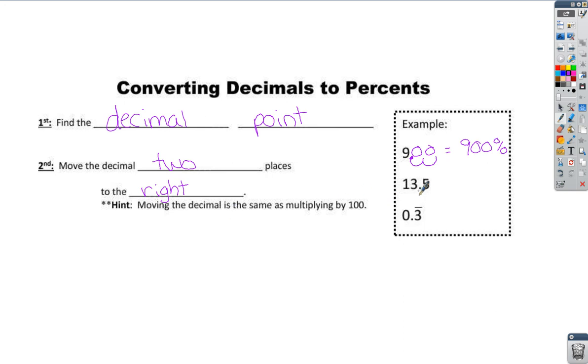If we have 13.5, we need to make it into a percentage, so we're going to move it 2 places to the right, fill in your zeros. Our percentage is going to be 1,350%. And our last one. This one is a repeating decimal, and that means this is 3, 3, 3, 3, 3, and so on. So if we move it 2 spaces to the right, our percentage would be 33.3 repeating percent.